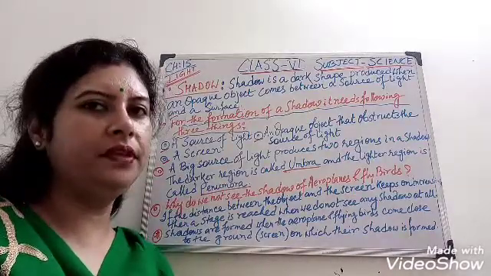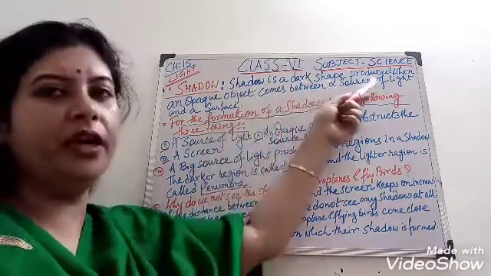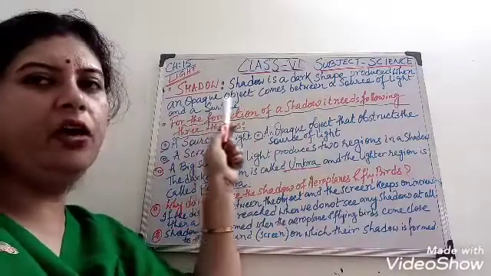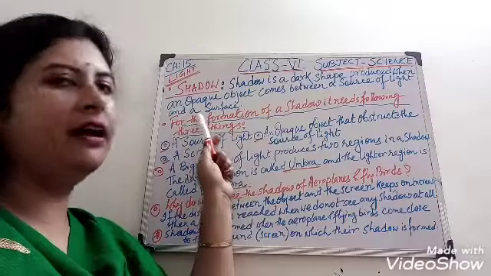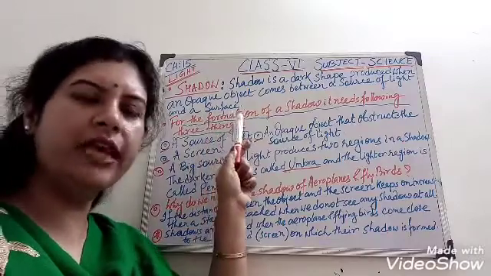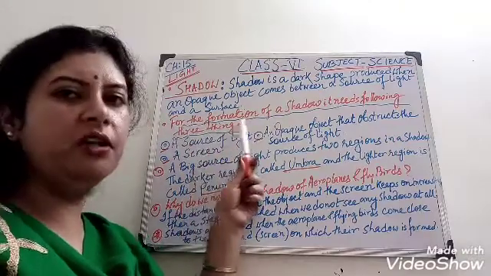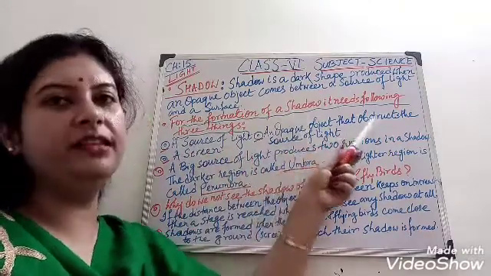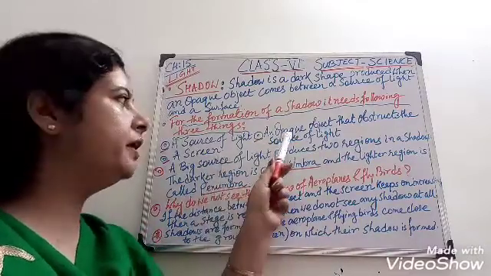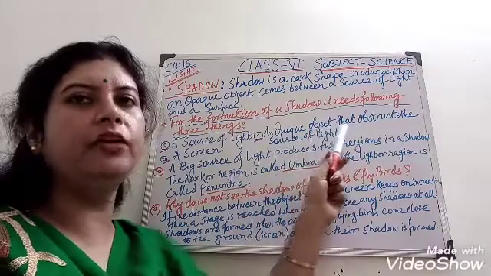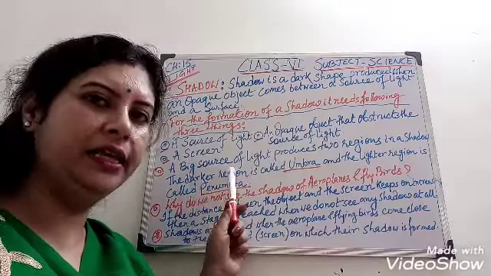Now, our next topic is shadow. A shadow is a dark shape produced when an opaque object comes between a source of light and a surface, which is also known as a screen. For the formation of a shadow, the following three things are needed. Number one, a source of light. Number two, an opaque object that obstructs the source of light. And number three, a screen.